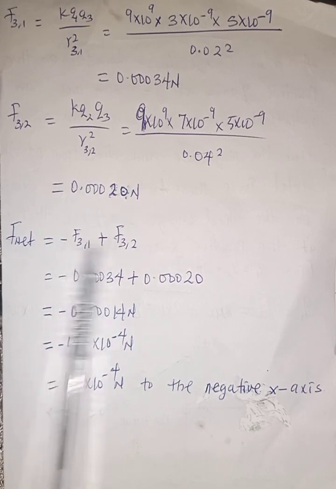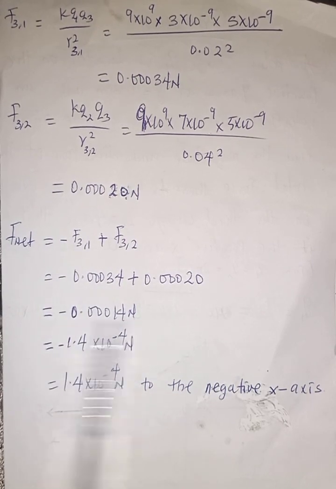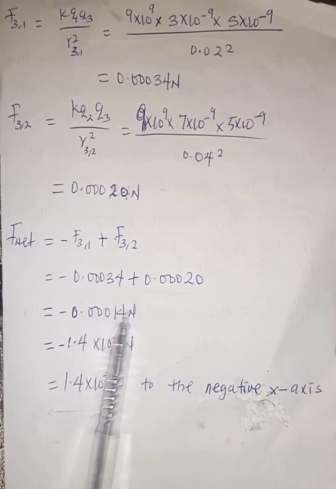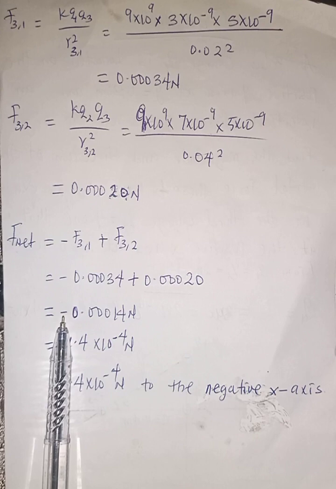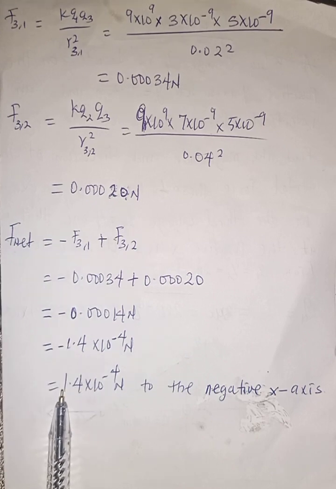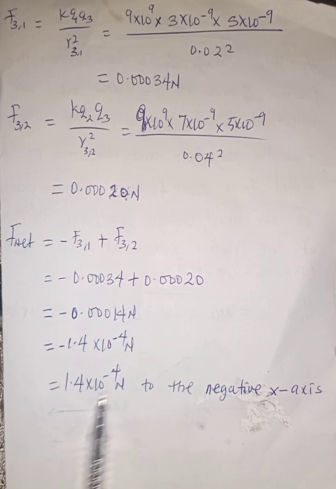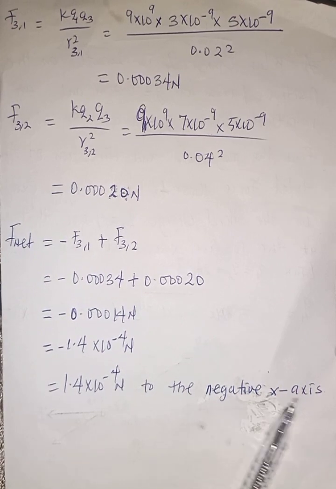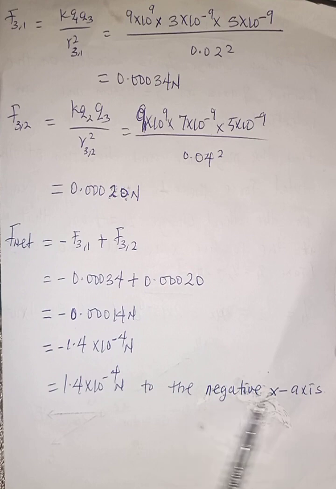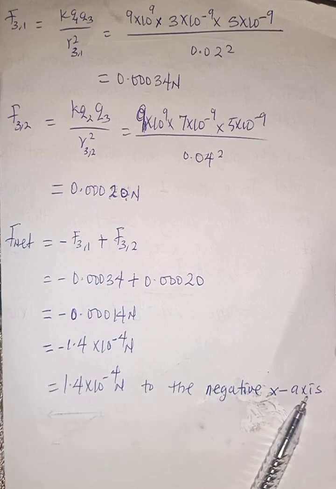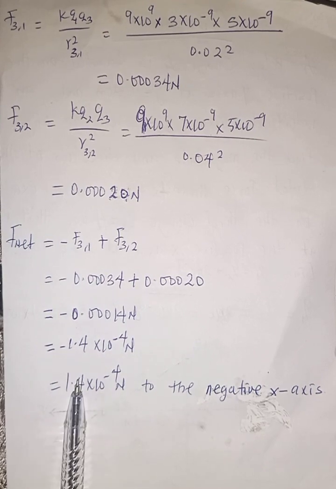If you resolve this, you get the final answer, which is the total force, and the total force is still negative. That means it's still going towards the left hand side, or negative x-axis. If it were positive, it would be to the positive x-axis, or to the right. So the direction is to the negative x-axis. The magnitude is this.